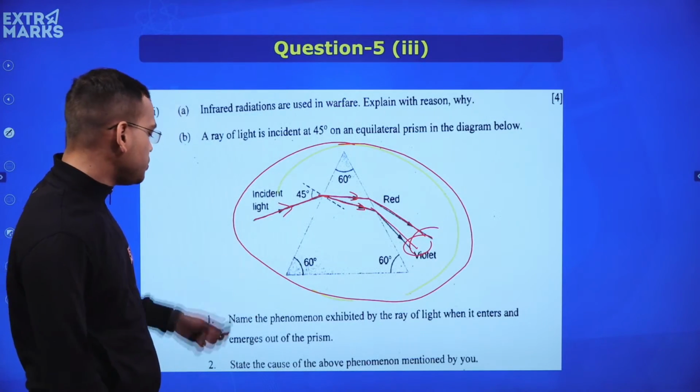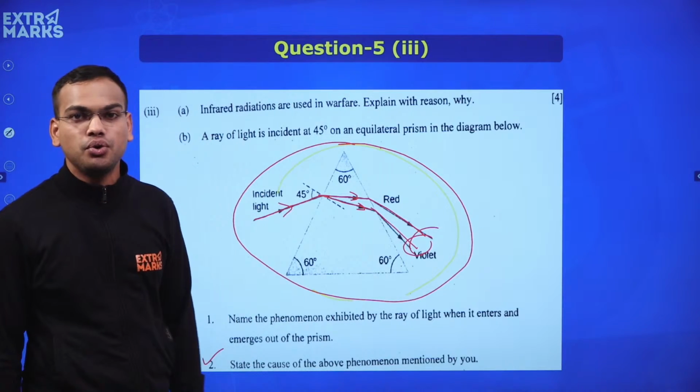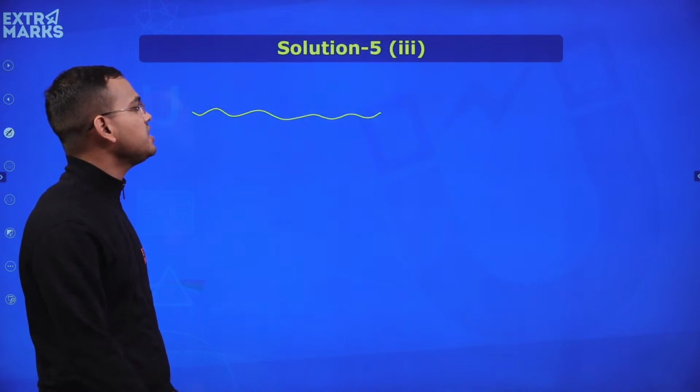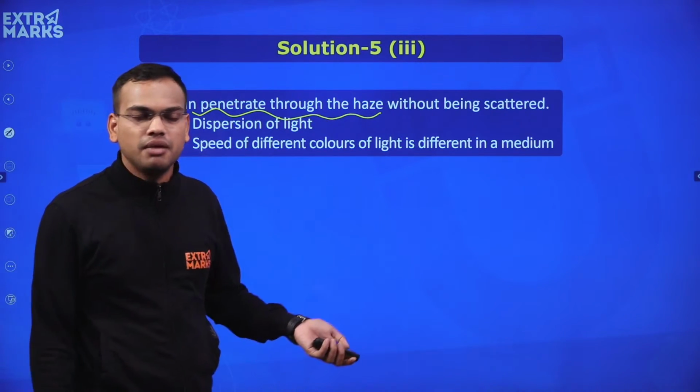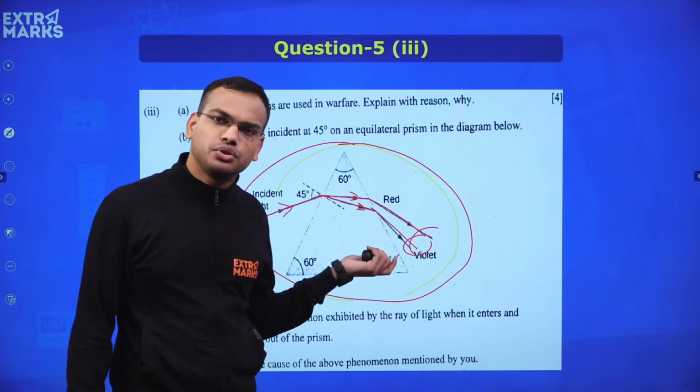Why this phenomenon? The question is also asked. State the cause of the phenomenon mentioned by you. What is the reason for that? The reason is very simple, because different color lights travel at different speeds in a medium. That's why they undergo different deviations whenever they pass through a glass prism.